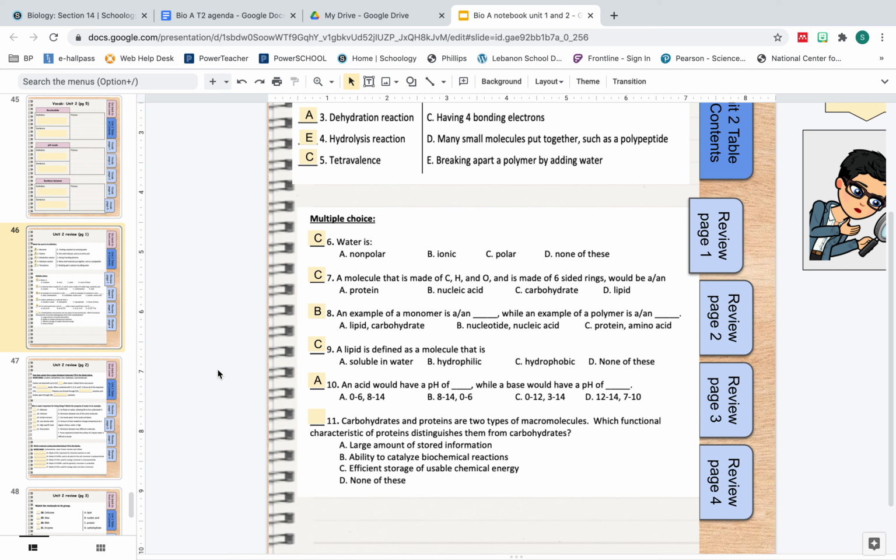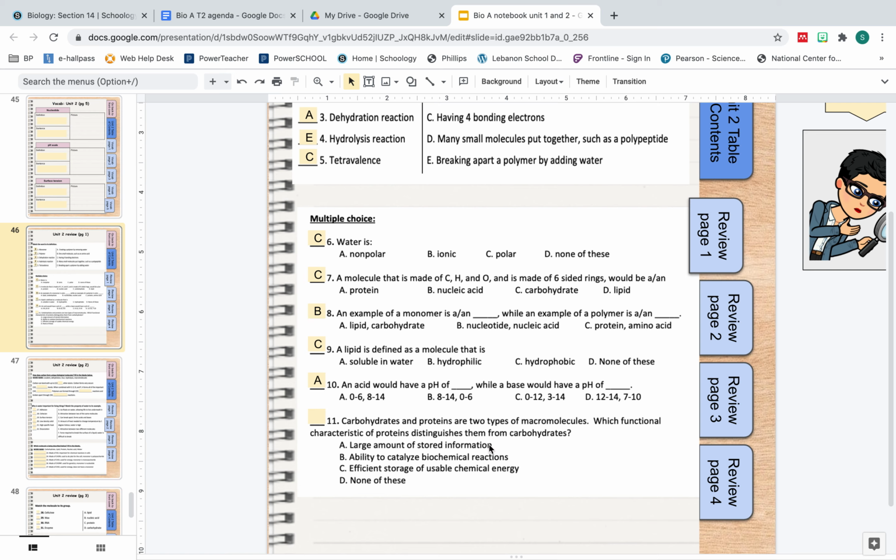Which functional characteristic of proteins distinguishes them from carbohydrates? This is an example of a keystone question. It's from an old keystone test. So it's kind of what their questions look like. But really what it wants to know, the functional characteristic, this word here, functional characteristic, is what does a protein do that other molecules cannot do?